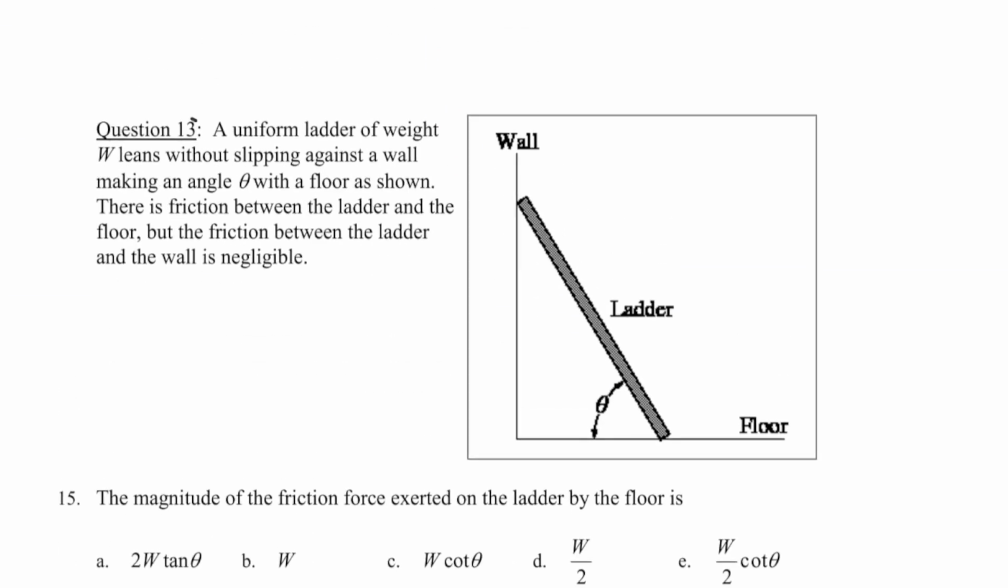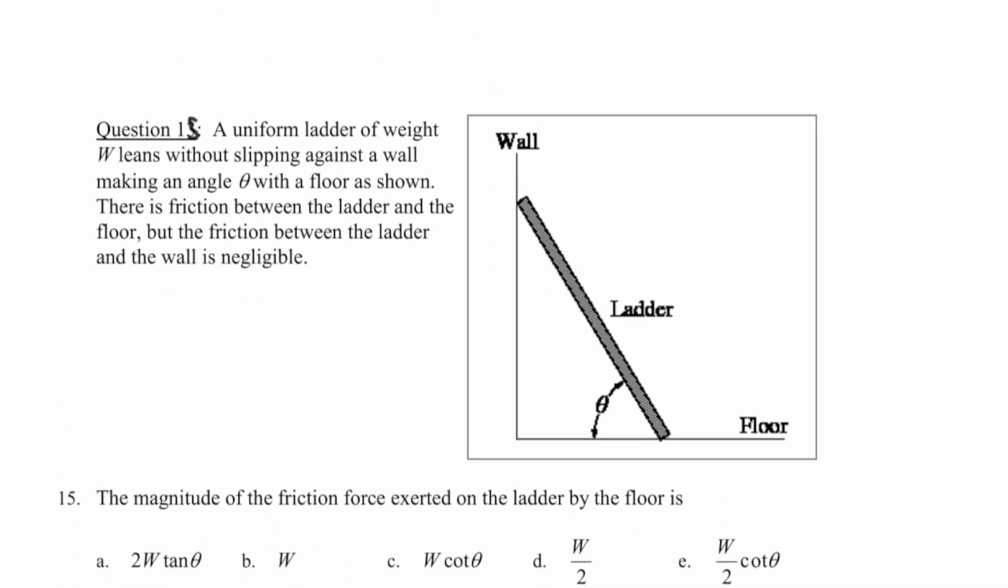This should say 15. A uniform ladder of weight W leans against, without slipping, a wall, making angle theta with the floor. There's friction between the ladder and the floor, but the friction between the ladder and the wall is negligible. Find the magnitude of the friction force exerted on the ladder.